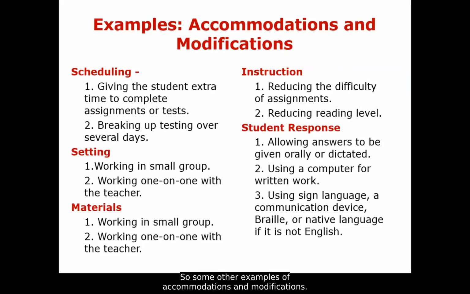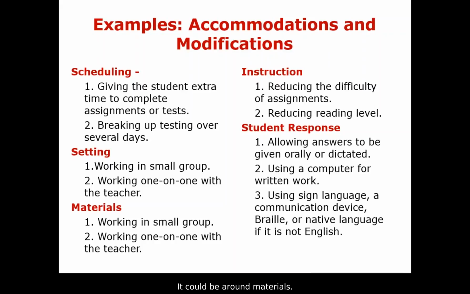So here are some other examples of accommodations and modifications. There are a ton out there, and these are just some of the ones we see most often. In scheduling, it might be giving a break for tests over several days, because one test is too much or the anxiety level is too hard, so you're going to take the test 3 days in a row during the last half hour of the day. It could be working in a small group, whether that small group is other people within the history class, or a small group within the resource room.